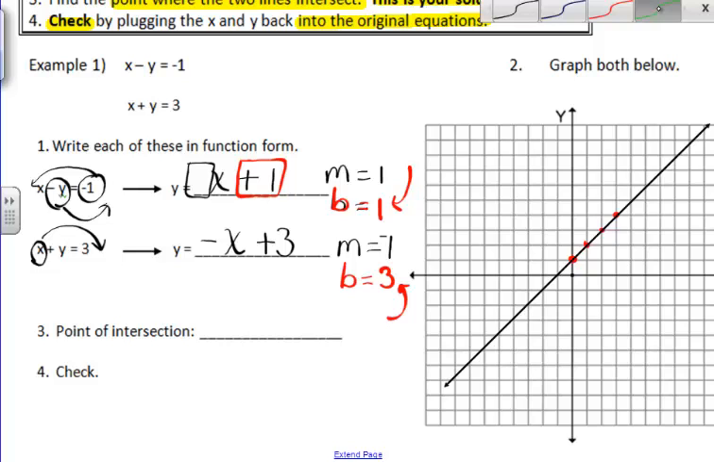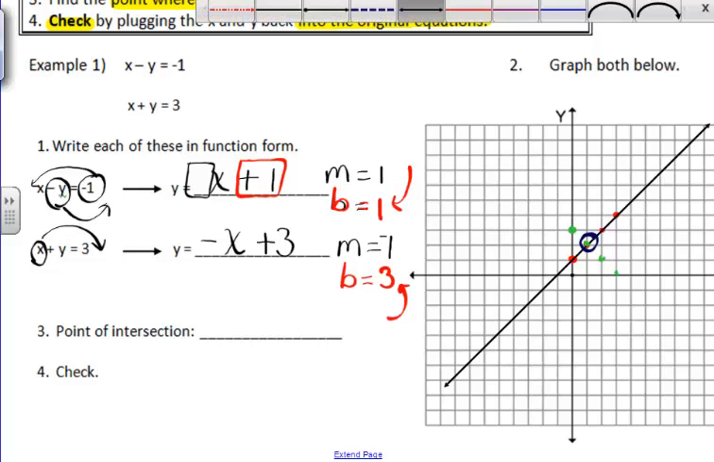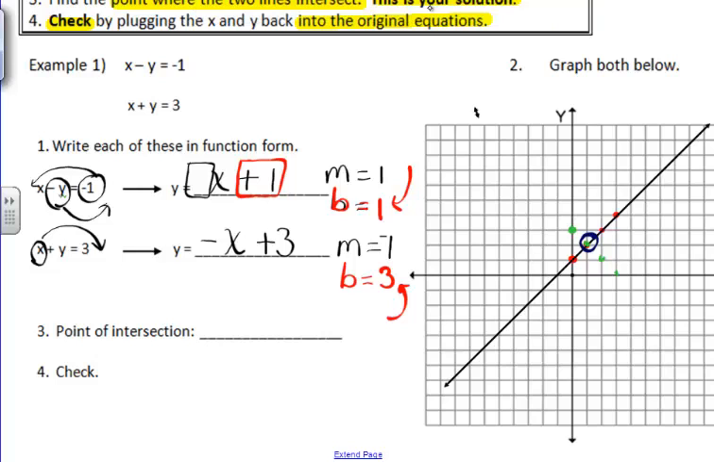Y equals negative x plus 3. I start at my b, which is 3. And my slope is down 1 over 1. Noticing where the point of intersection is, I can see it already, it's right there. Let's finish up this graph.